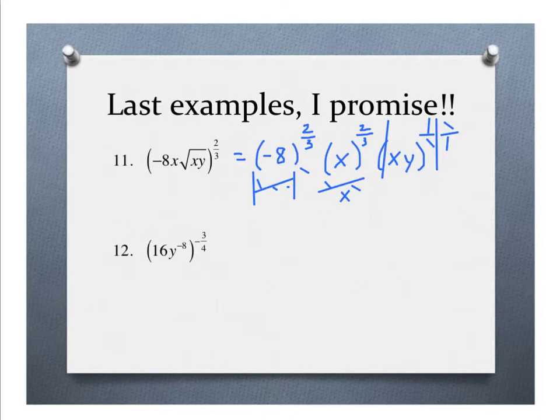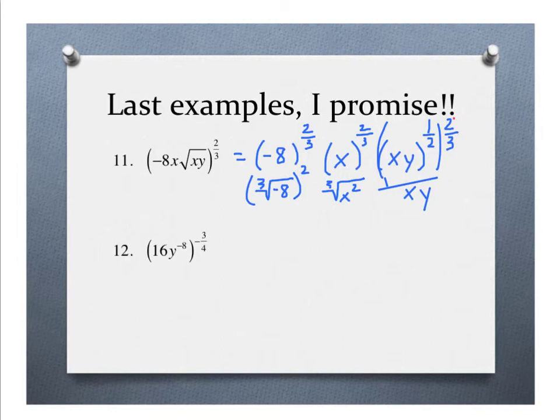This one is going to be, now let's look at these exponents. Remember, power of a power right here, we're going to multiply. Power of a power, multiply. And the 2's are going to cancel and give you a 1/3. So this is going to be the cube root of xy. Cube root of xy.